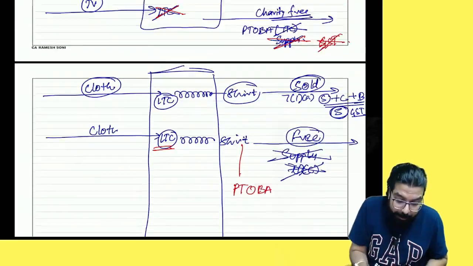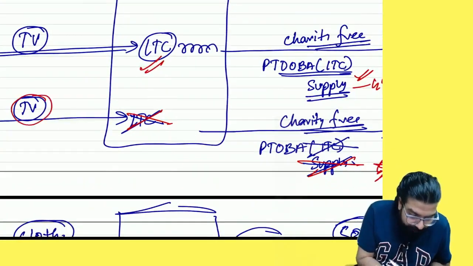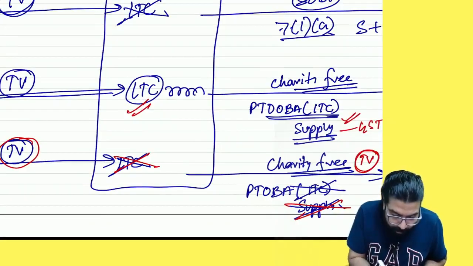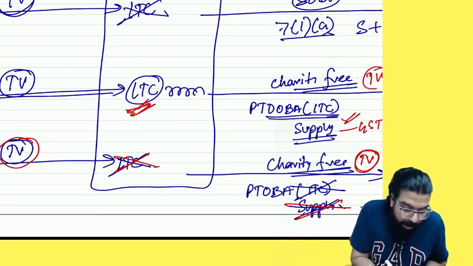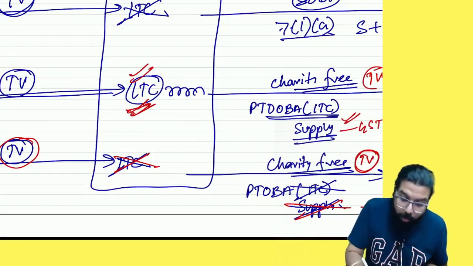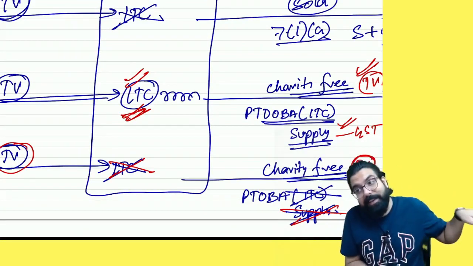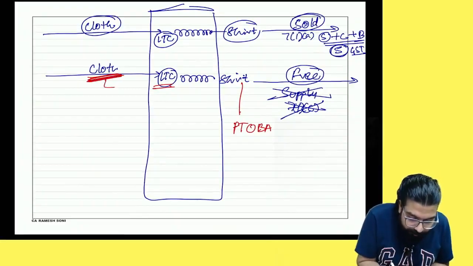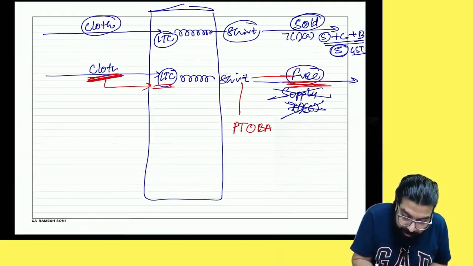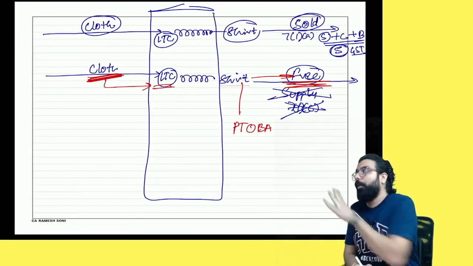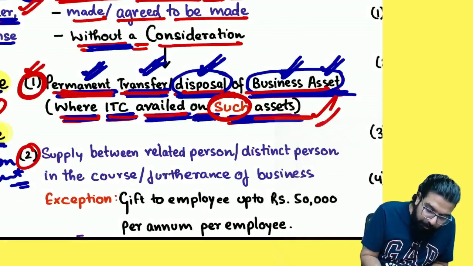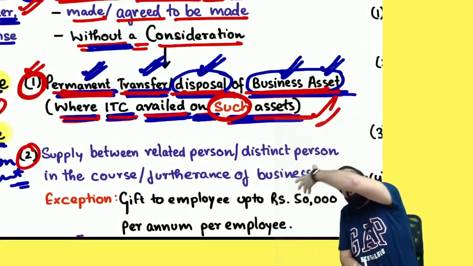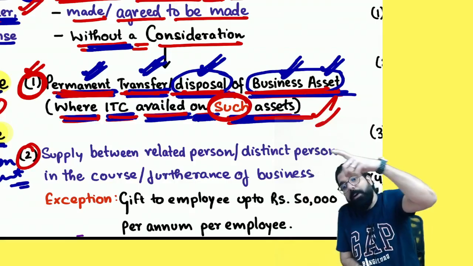Listen. In the above example, you bought a TV. Given free what? TV. Hence, here, what you took ITC on was TV, what you gave free is also TV, and hence it is supply. But in this example, what was the problem? You took ITC on cloth, given free shirt, and hence it is not a supply, because the law says what? Permanent transfer or disposal of a business asset. Which asset should be transferred? The one on which you took the ITC. Is my point understood by all?